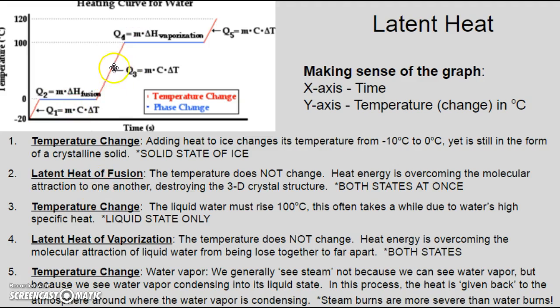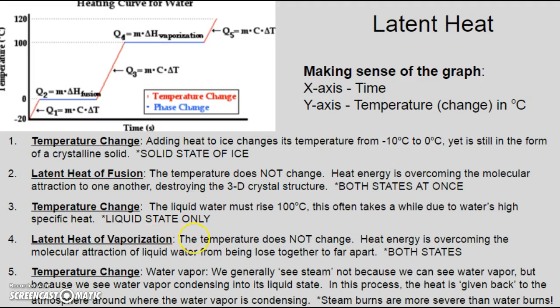And then location here, call this location 3, the temperature change. The liquid water must rise to 100 degrees Celsius. This often takes a while due to the water's high specific heat, the liquid state only. So this whole phase right here is changing temperature. Notice we get a slope. This slope here is going to be much, much steeper, as you'll see, than our slopes of this location and this location.